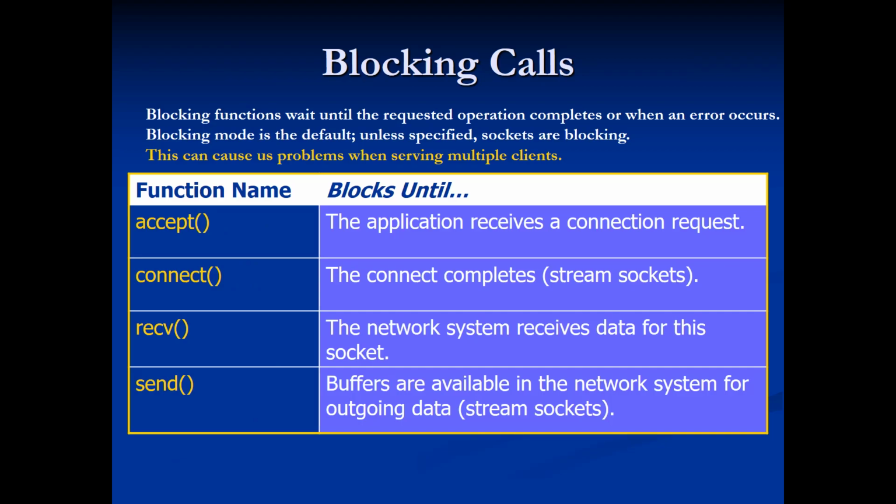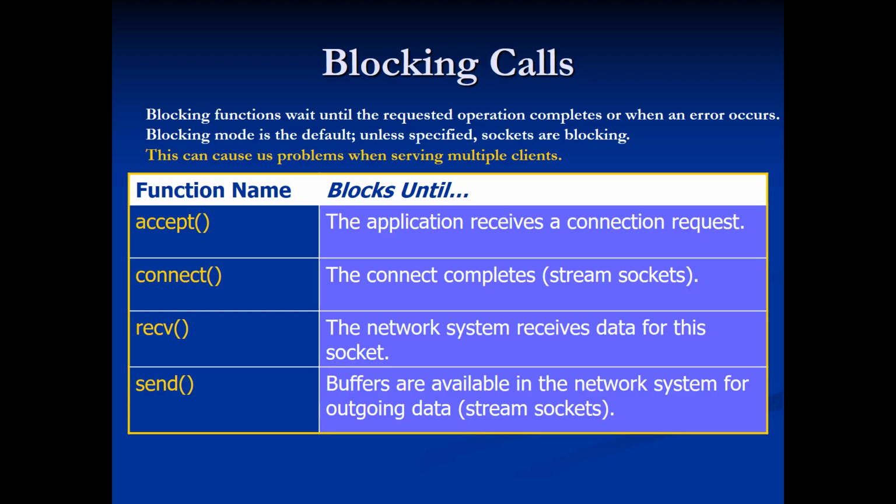Now we talked about cin and its blocking. Other blocking functions that you used in this particular class specifically are the accept function, connect function, receive function, and send function. Those are all blocking type functions, and the blocking functions wait until the requested operation completes or an error occurs. And keep in mind, blocking mode is the default.